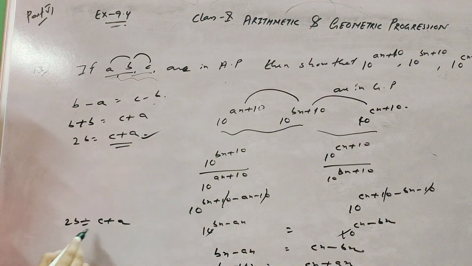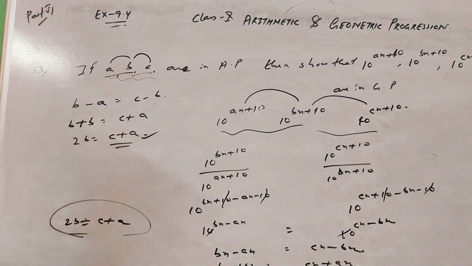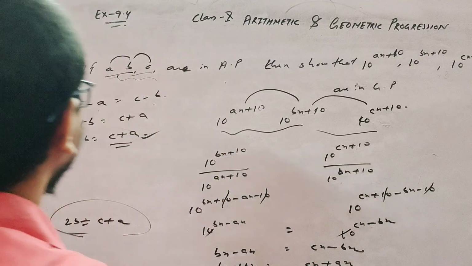We already proved this one, and this also came. That means these two sides are equal. You see that this portion came 2b equals c plus a, and we also proved that 2b equals c plus a. Okay, so this is proved.